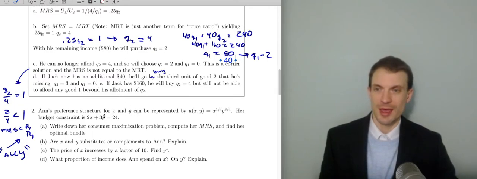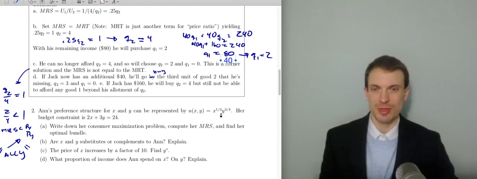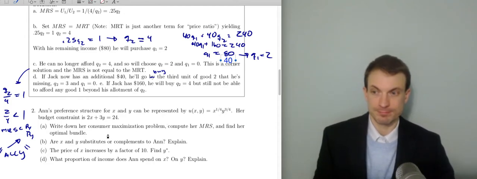All right, so what about Ann? Ann's preferences are Cobb Douglas, right? X to the 1/4, Y to the 3/4. Budget constraint is going to be 2x plus 3y is equal to 24. You might recognize our generic Cobb Douglas demands buried in here, right? So our Cobb Douglas demand for good X is going to be what? Alpha over alpha plus beta, m over px. So that's going to be 1/4 m over px. And then beta over alpha plus beta, m over py. So it'll be 3/4 m over py.